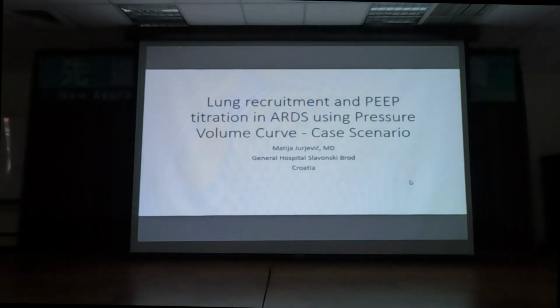Okay, so my second topic, as I have announced, will be lung recruitment and PEEP setting and titration in ARDS using the pressure-volume curve. We will go into theory and the studies, of course, but I would like to present this to you through a real case scenario that was in my ICU a few months ago. Also, I want to congratulate my colleague for the previous lecture, which was great.